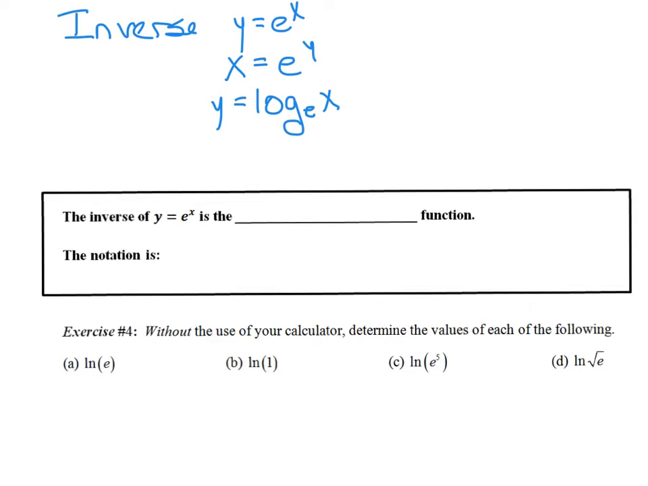Now this inverse is so important that it's actually given its own name. The inverse of y equals e to the x is called the natural log function. Sometimes the base of e is called the natural base of the exponential function. So the notation for this, we see above that this is just y equals log to the base e of x, but we also have its own notation. So its notation is y equals natural log.